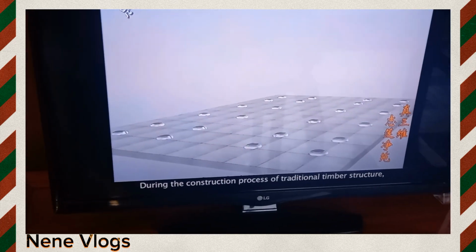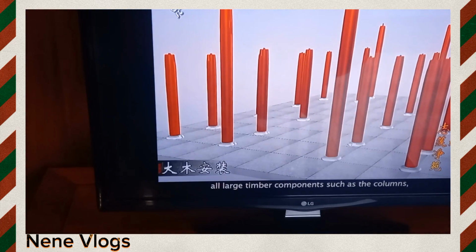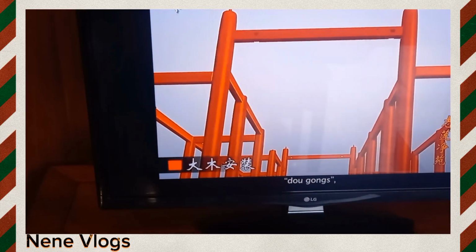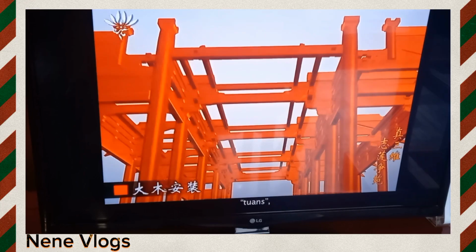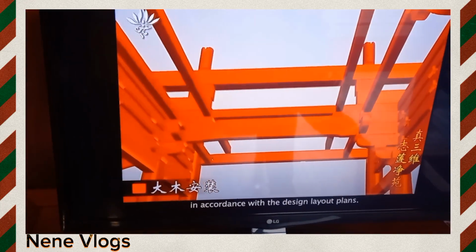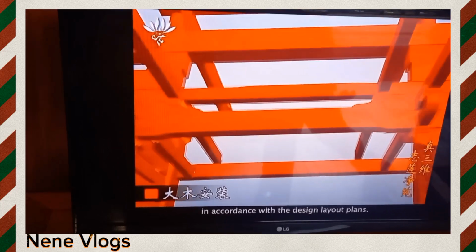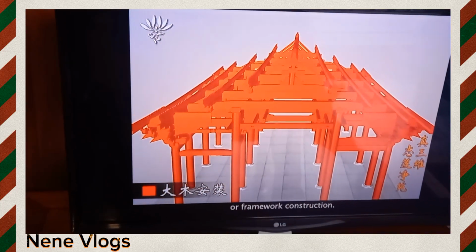During the construction process, additional timber components such as the columns are assembled in accordance with the structure. The above procedures are called carpentry work or framework construction.